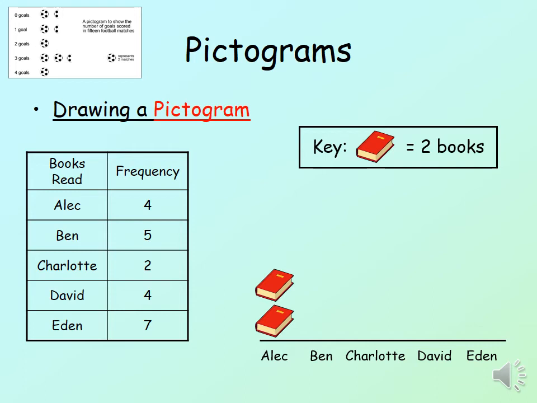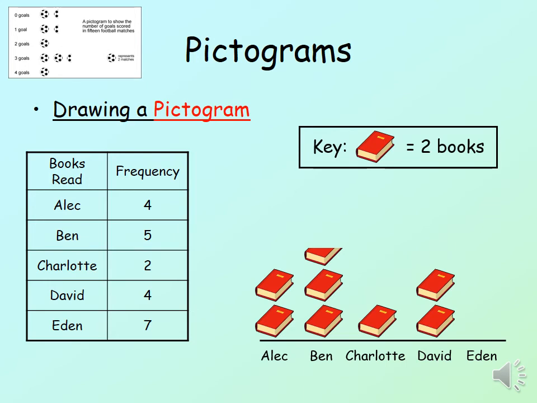So if we look at Ben, he read 5 books. So that has got to be 2.5 books. Okay, Charlotte read 2, so we just draw 1 there. David read 4, therefore there are 2 books there. And Eden read 7, so that's going to be 3.5.